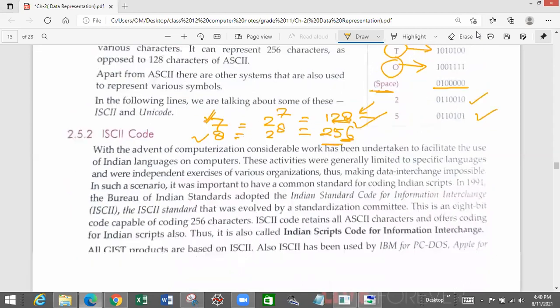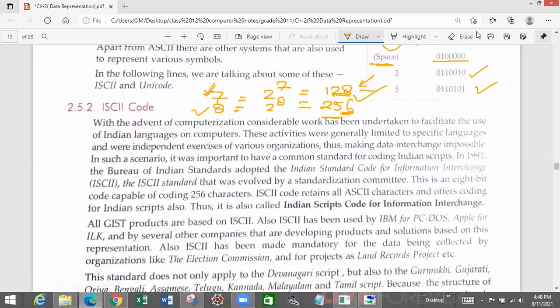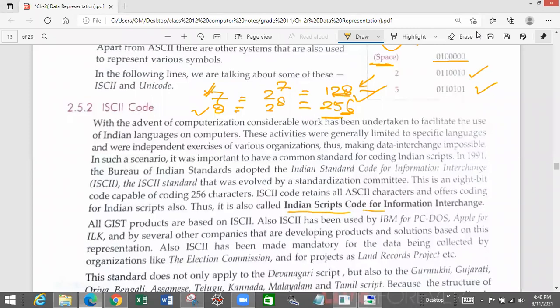Now, after that, we'll be learning about ISCII, which is the full form of Indian Script Code for Information Interchange. Now, ISCII code was developed by India itself, so that we can utilize computers for representing or entering different Indian languages also.